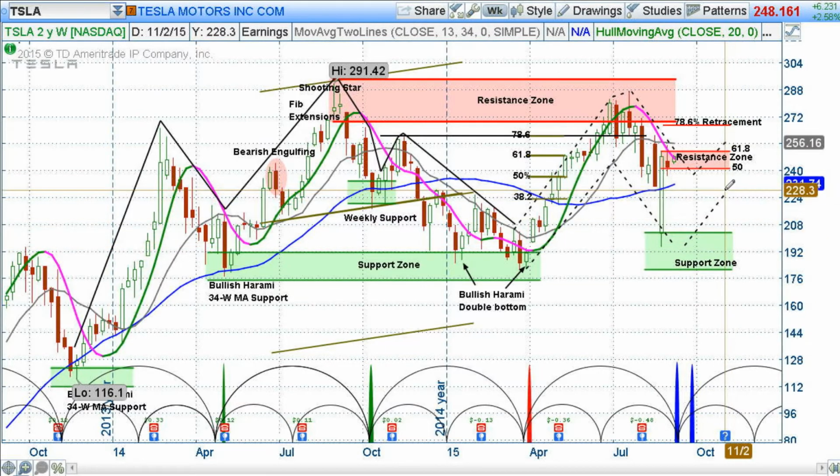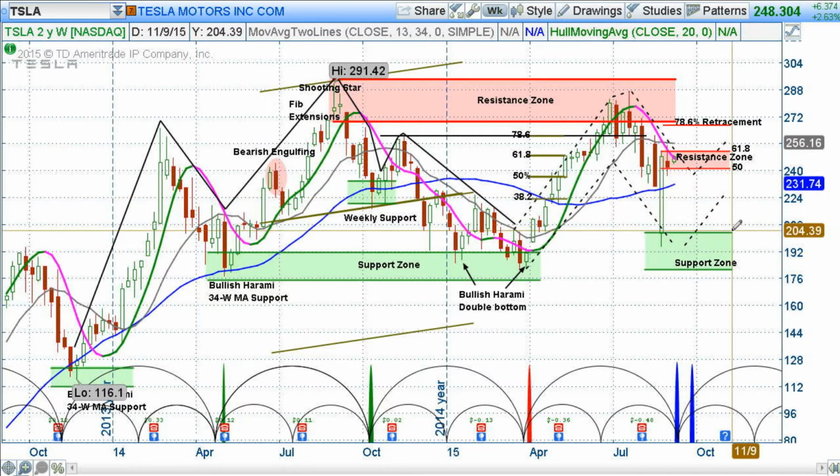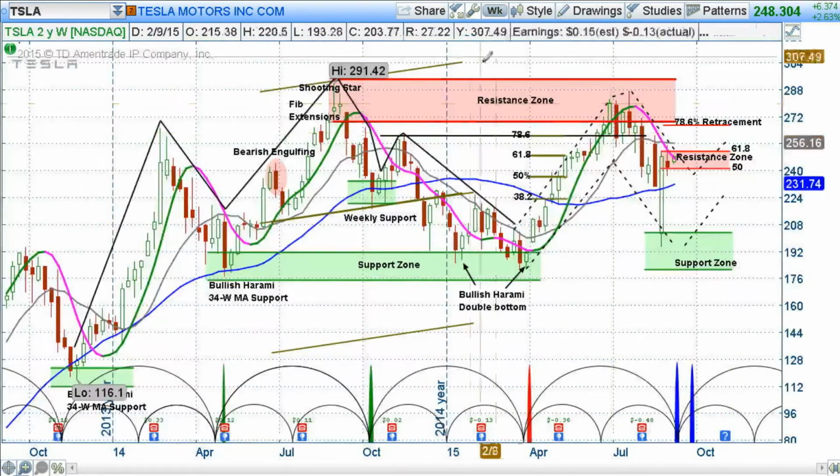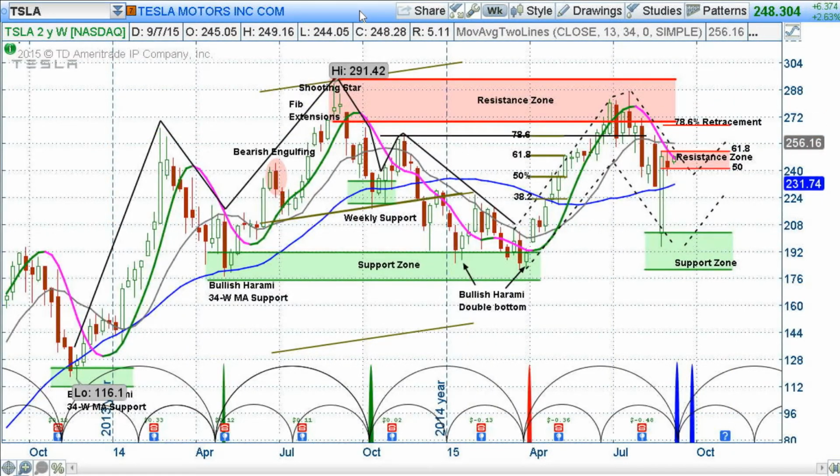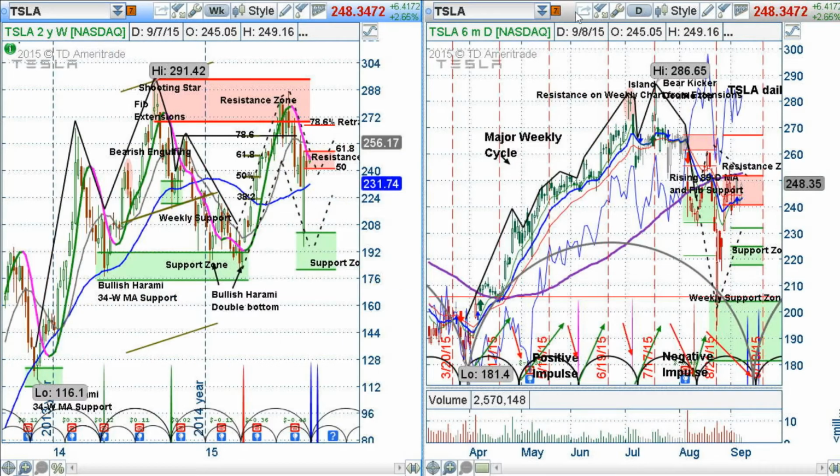Now we have a lot of stocks that are in our focus list, and Tesla is one of them. 39 stocks in our focus list, plus 11 ETFs and indexes. And those are the ones we do a lot of work on our daily charts also.